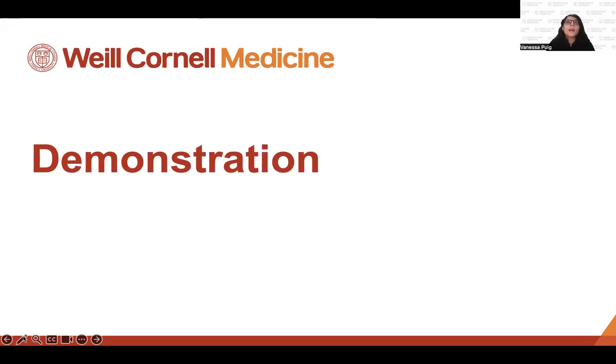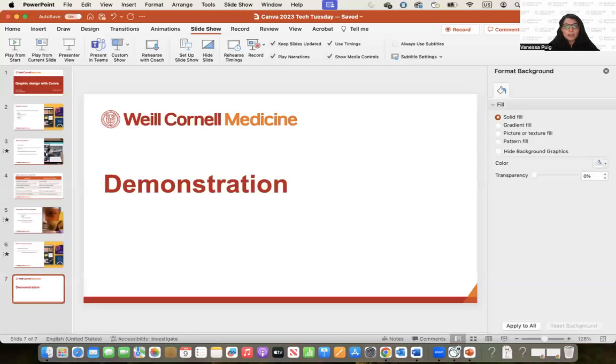I don't know that a branded Canva template is available. So if you want to do a presentation representing Weill Cornell, you probably want to use the template that's available on the branded website that would be directly into PowerPoint. So that would be the biggest difference, I would think. Let me go into my browser really quick.